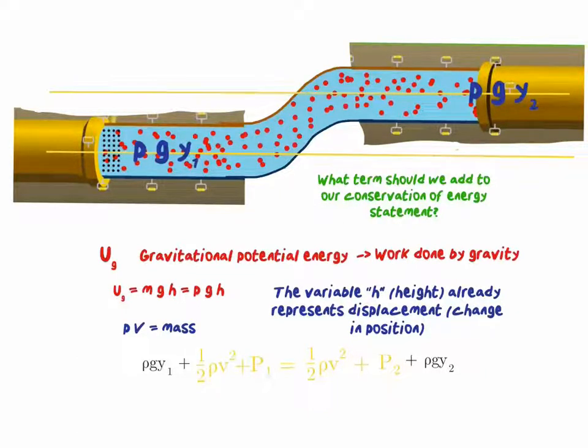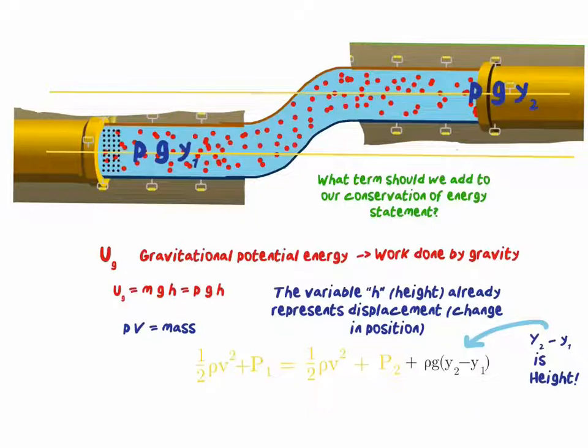Now, what I could do if I wanted to write it as height is leave all my other terms the same, so 1/2 rho v squared plus p1 equals 1/2 rho v squared plus p2 plus, and then we'd have this combined term, rho times g times (y2 minus y1), which is also known as height. So you can see there are two different ways that you could write it, but both of them mean the same thing.